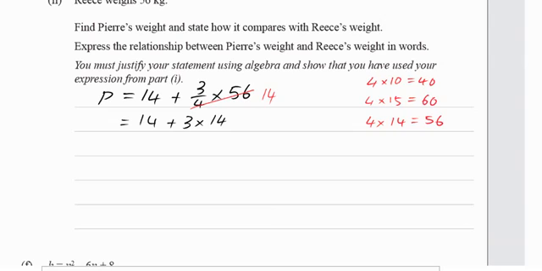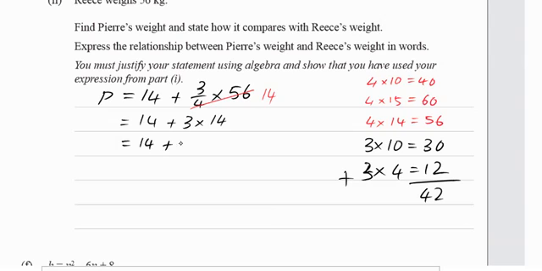Okay, 3 times 14, well, 3 times 10 is 30, and 3 times 4 is 12, and so those two add up to make 42. So this is going to be 14 plus 42, which equals 56 kg as well. Okay, so that's quite interesting.